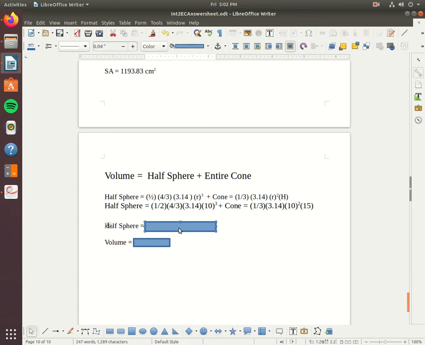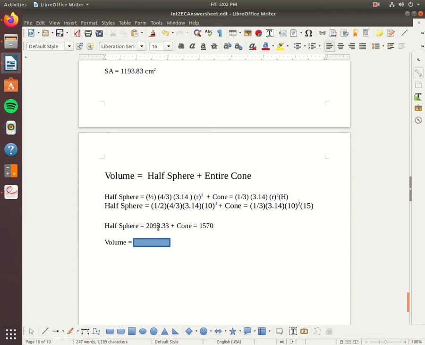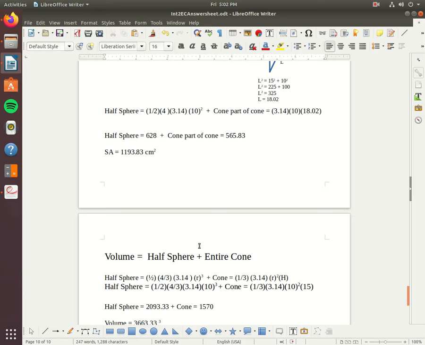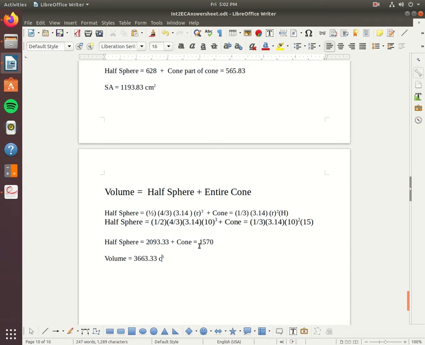Again, I grab a calculator. I'm mindful of my calculations. The volume of the half sphere is 2093.33. The volume of the cone is 1570. I add them together, and I get 3663.33. Again, these ended up being centimeters. I'm not super concerned at all if you rounded this to 3660 or 3665 or whatever. If you rounded it to like 4800 or 3500 or 3600, that's not okay. But if it's within a couple in either direction, that's going to be totally fine. Alrighty.